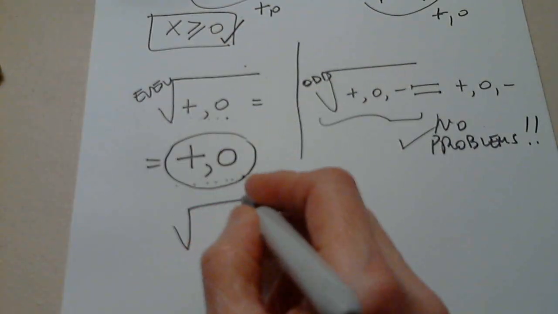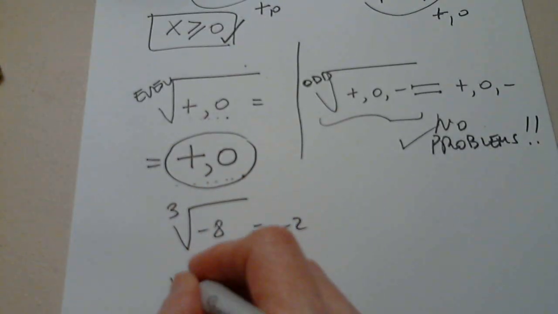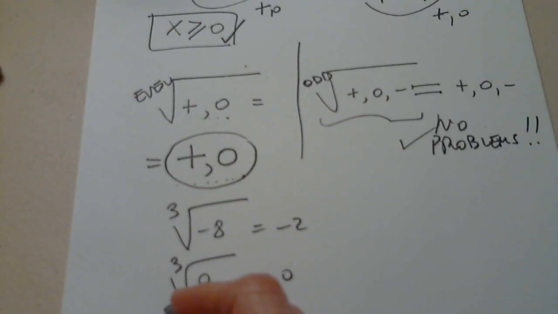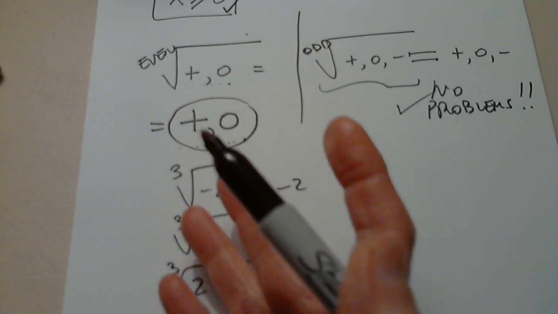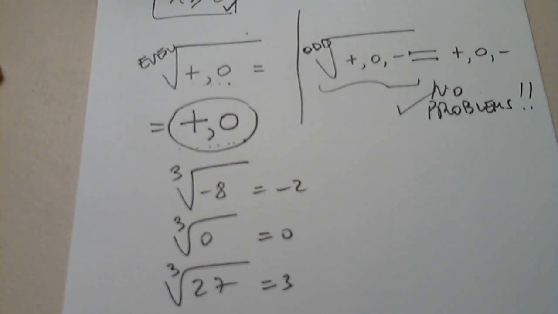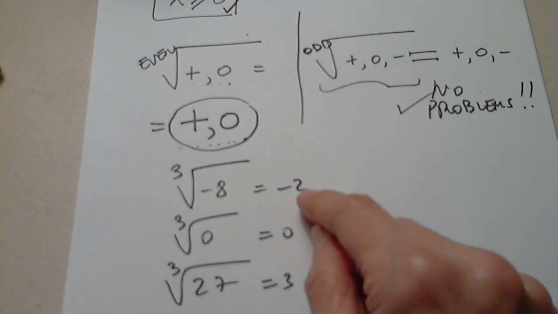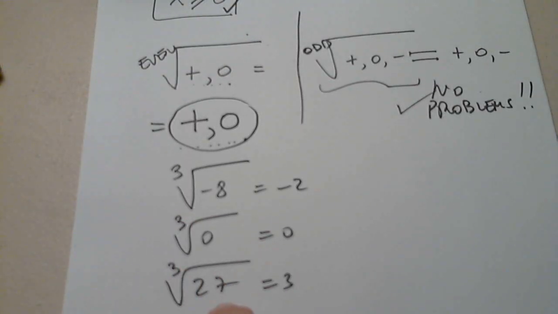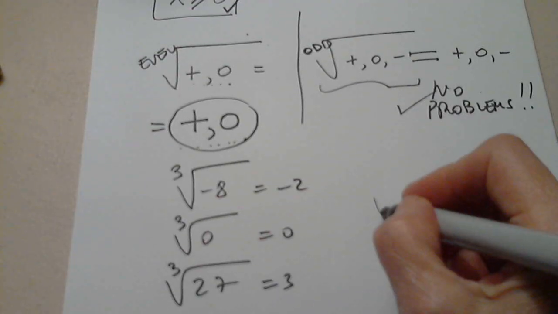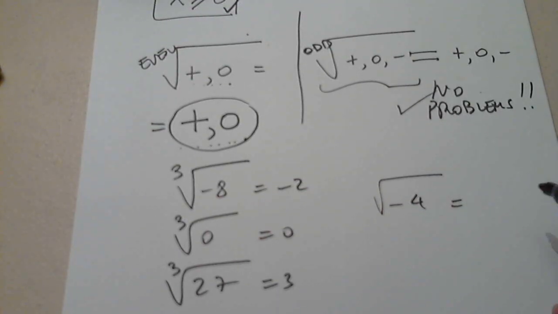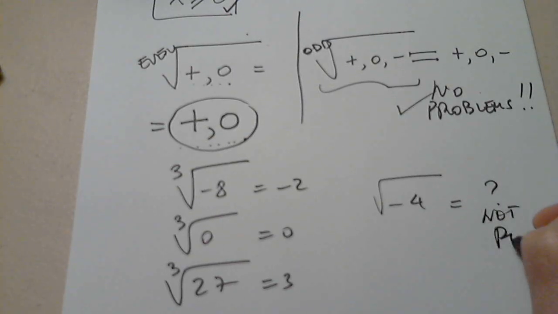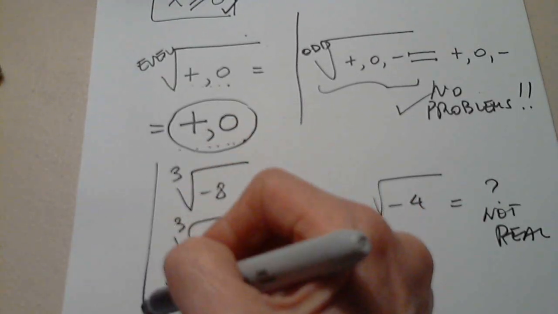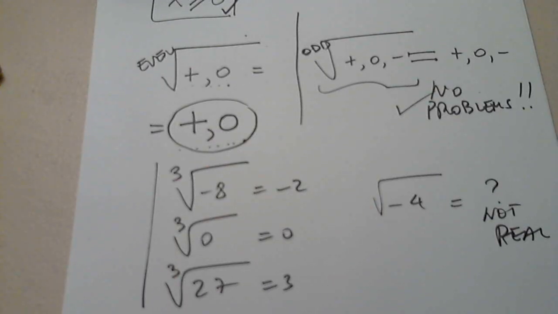Oh, very good. Because the cube root of -8 is -2, the cube root of 0 is 0, the cube root of 27 is 3. The cube root exists for anything. I can always find a number, -2 to the third to give me this, 0 to the third to give me this, 3 to the third to give me this. But if I want the square root of -4, I have no answer. It's not possible because negative times negative is positive. Yes, because it's not a real number. But with the odd index, there is no problem ever, ever.